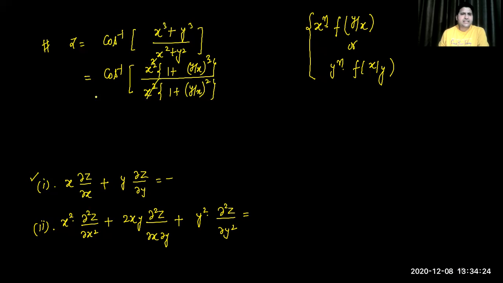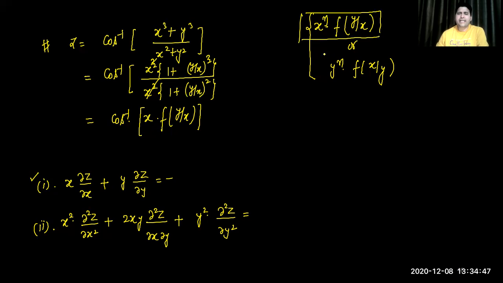So this got cancelled, which is equal to how much? Cos inverse of x into the rest of the term can be written as a function of y upon x, because they are having the term of y upon x. Now, students, can I say this is in the first standard form? No, I cannot say, because x power n is outside and the rest of the function is inside.